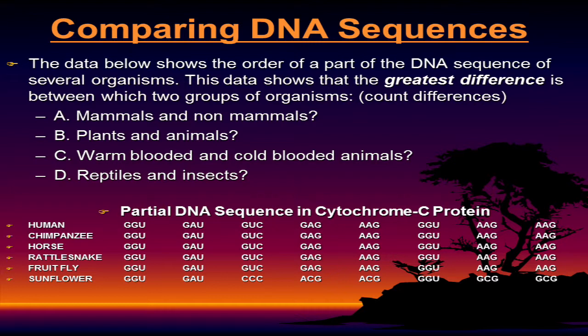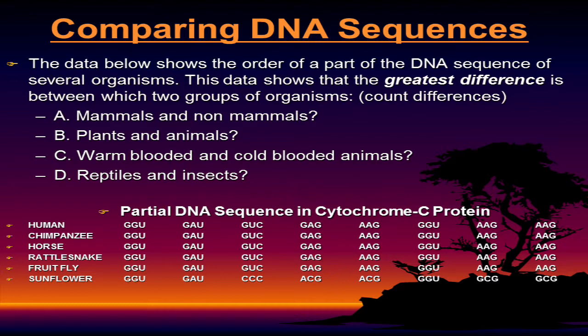So how many differences did we find? Go ahead and count them up right now and write it on the side of the table. You should have counted 5 differences between the sunflower and the rest of the organisms. So let's answer the question now. Which 2 groups of organisms had the greatest difference in DNA sequences?